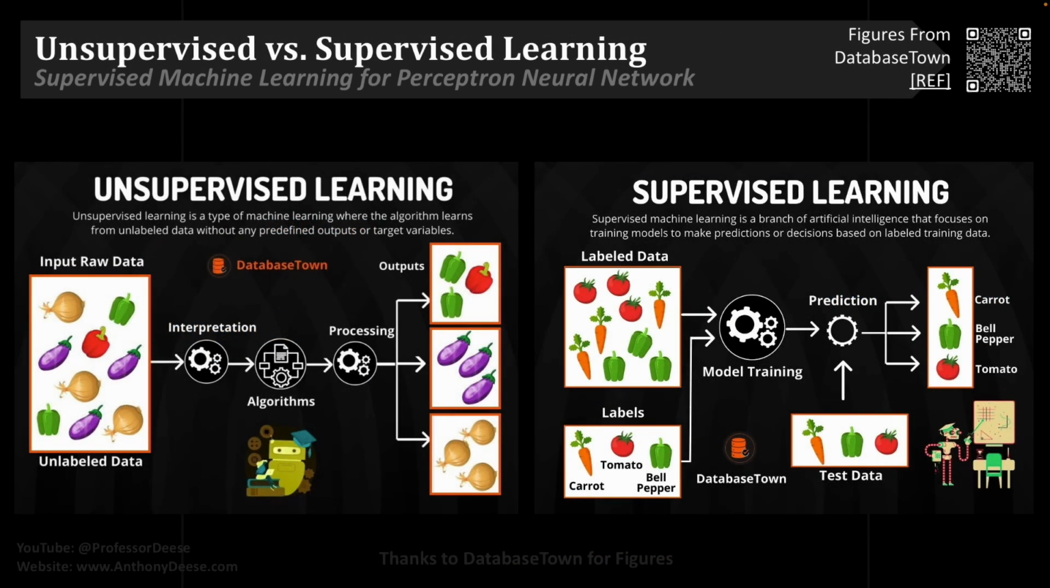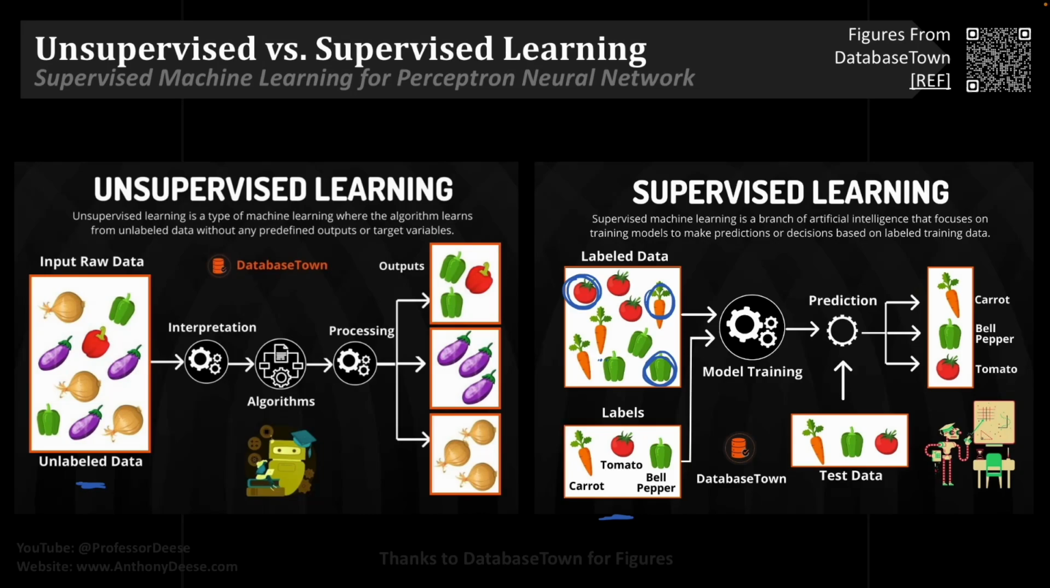Now here's a quick comparison of unsupervised versus supervised learning. I got this figure from a website called Database Town, so thanks for that. I don't think we need to go through this in too much detail, but the main difference between the left side and the right side here, the unsupervised and the supervised learning, is that on the left we have unlabeled data. On the right, for supervised learning, we have labeled data. And what that means is we know this is a tomato, we know this is a carrot, and we know this is a pepper, right? The training data tells us so.